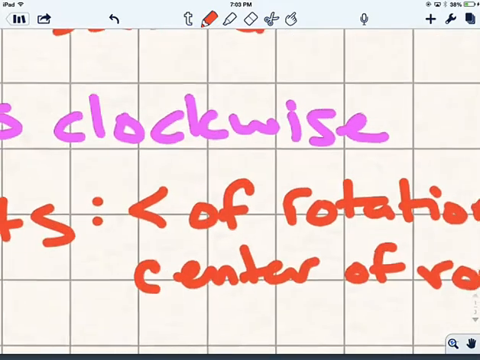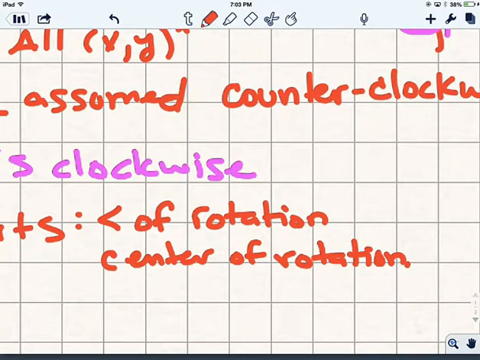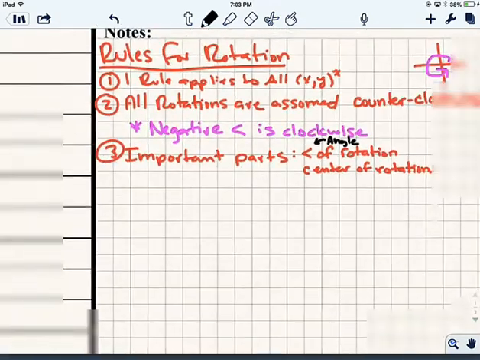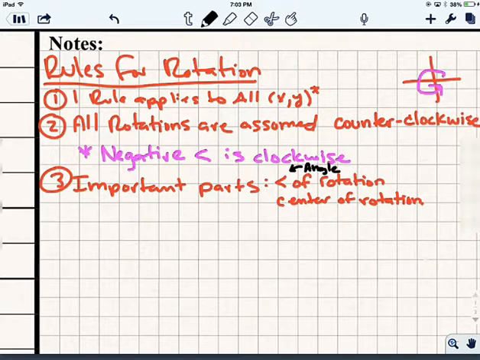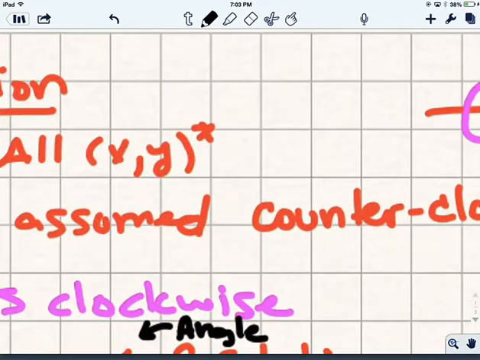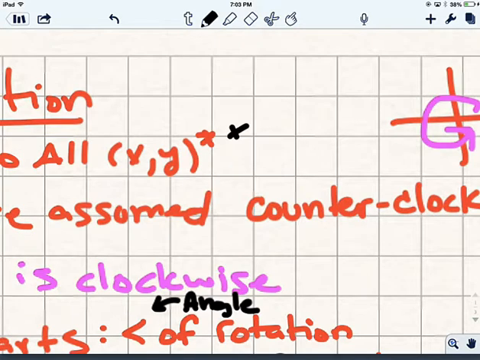So this little symbol right here just means angle. So if you want to make a side note there so you're not confused later, you can. That's just a shorthand for angle. Okay? So these are going to be our rules. The important parts are the center and the angle. All rotations are assumed counterclockwise, and one rule applies to all the x, y, and the exception, which I'll note now, is except for the center.